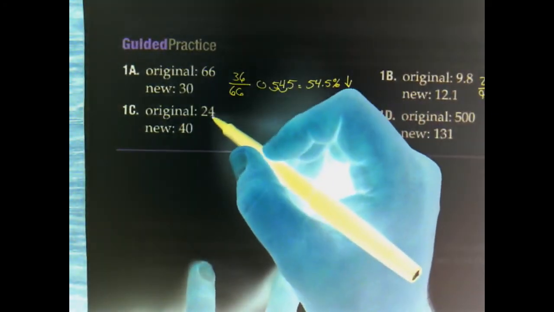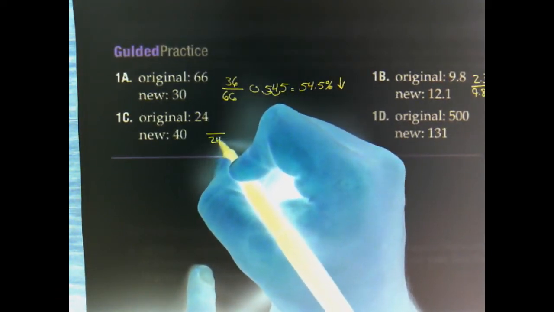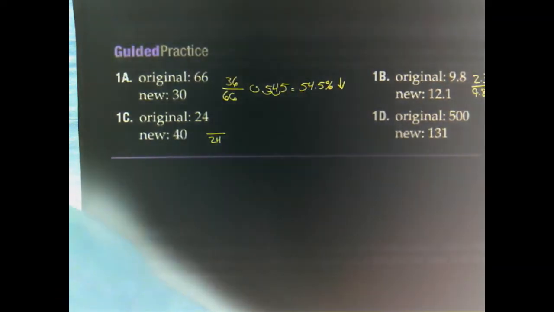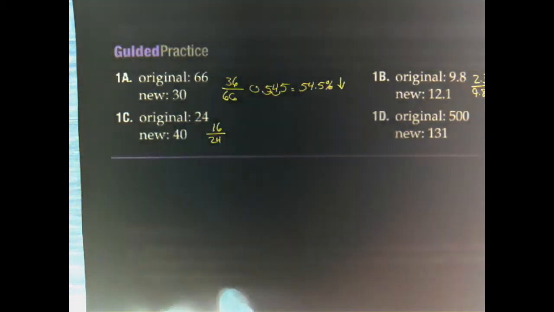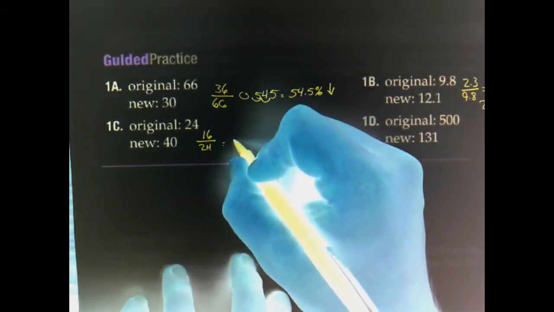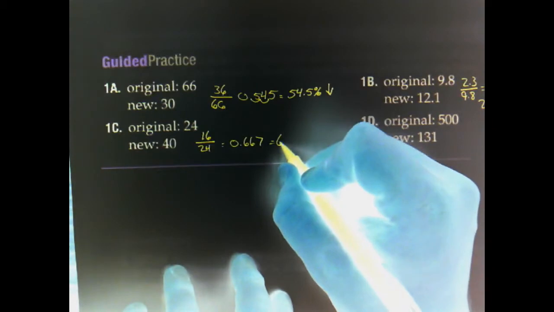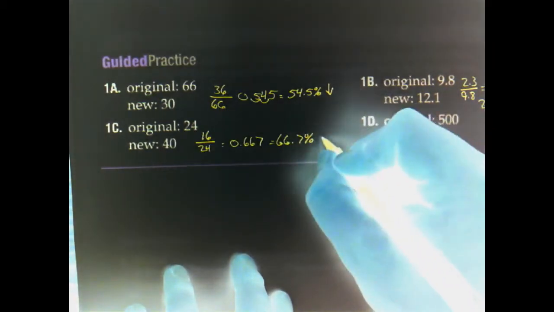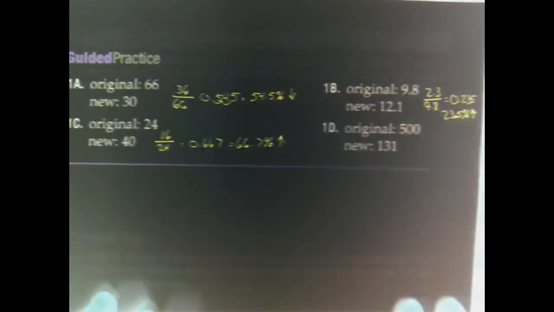1C. Okay, our original is smaller than our new, so we know it's going to be an increase. The original always goes on the bottom. On the top is the amount of change. 40 minus 24 is 16. We have 16 over 24. Type that into your calculator to get the decimal, which is 0.6 repeating. 0.66, we'll call it 7 and round. Okay, which would be a 66.7% increase.